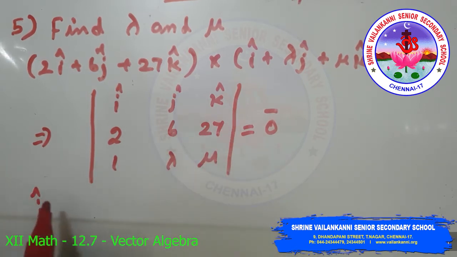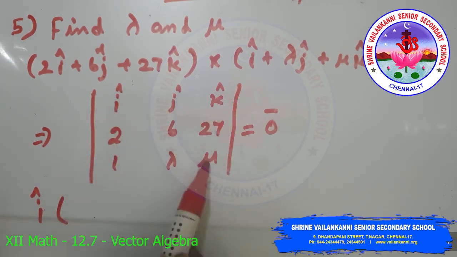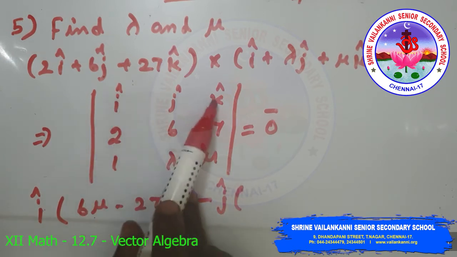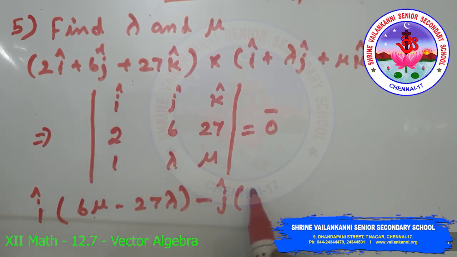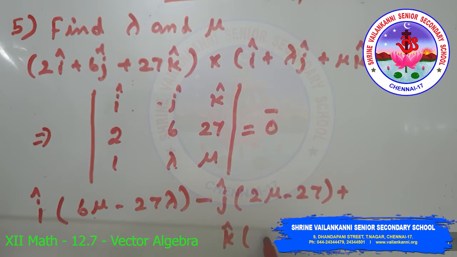So i into, deleting this row and column, 6 mu minus 27 lambda, minus j into 2 mu minus 27, plus k into, deleting this row and column, 2 lambda minus 6, which is equal to the 0 vector.